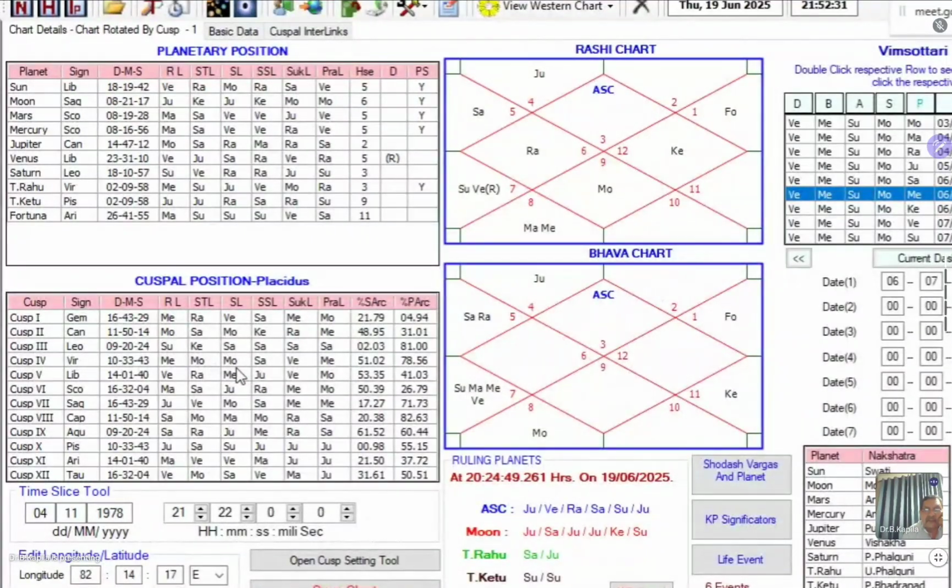It is not appearing in the 8th house of the mother. It means that this event of death is likely for the father of the native.